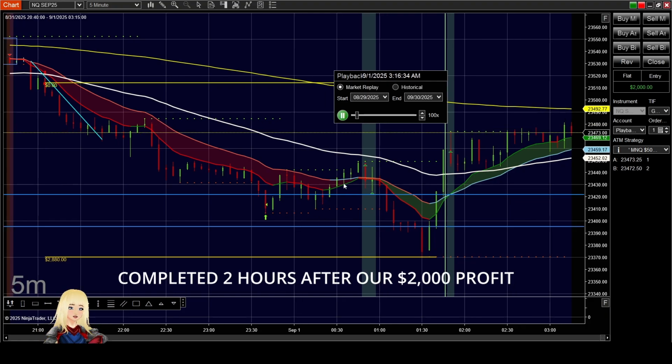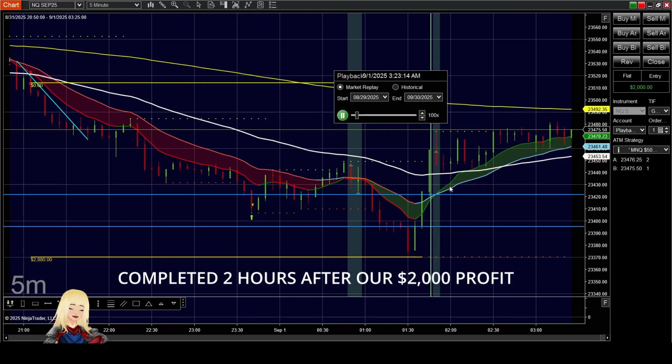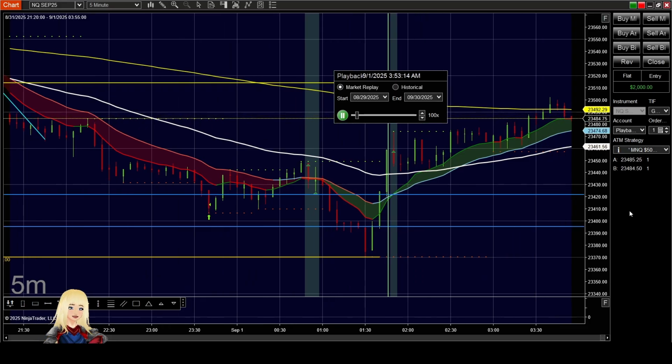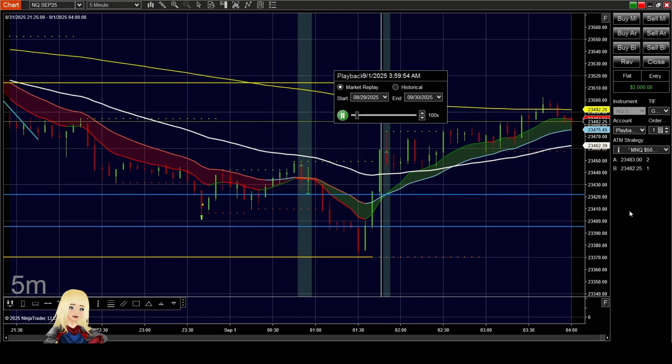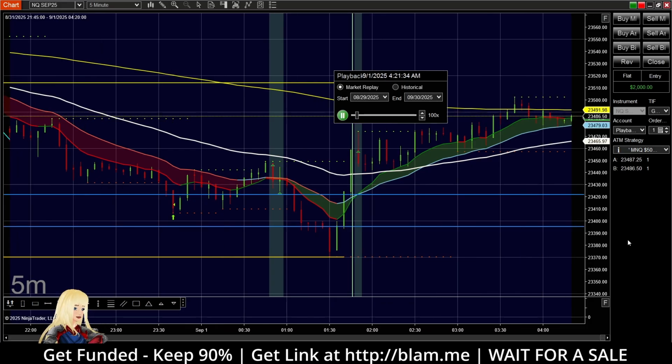It could have very well gone straight up like this one over here where you have a crossover and it continues along. So you always have to be careful about trying to hold too long. So this is a $2,000 win on the NASDAQ and a $200 win on the micro MNQ. That's it for the day.